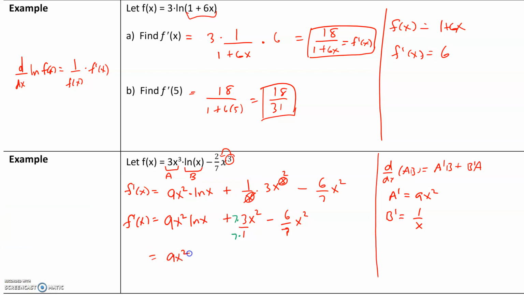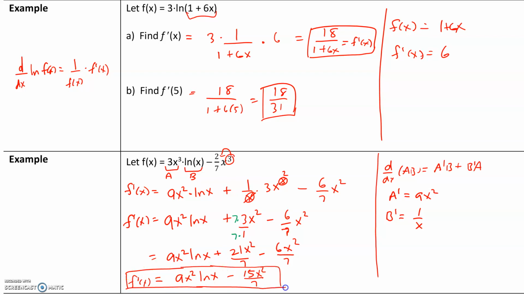I get 9x squared times the natural log of x plus 21x squared over 7 minus 6x squared over 7. And then once I get a common denominator, I can combine my like terms. So this gives me 9x squared times the natural log of x. 21x squared minus 6x squared, that's going to be 15x squared divided by 7. And this will be the derivative, or f prime, of x.